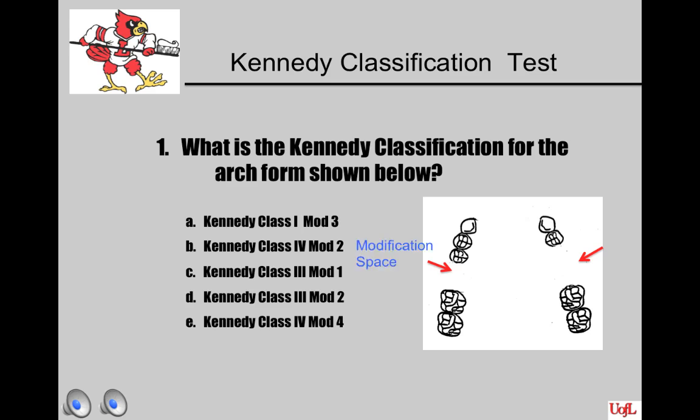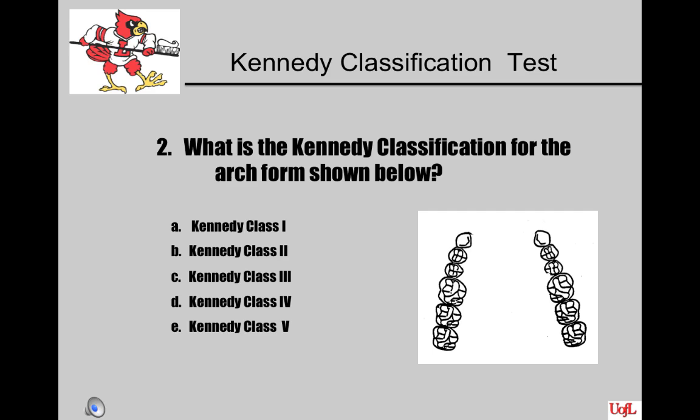So, in this one, we have a unilateral edentulous area with teeth remaining anterior and posterior to it, which makes it a Kennedy class 3. We have two other edentulous areas. Therefore, we have a Kennedy class 3, modification 2. Why was this one not a Kennedy class 4, modification 2? Because Applegate's rules state that there can be no modifications in the Kennedy class 4.